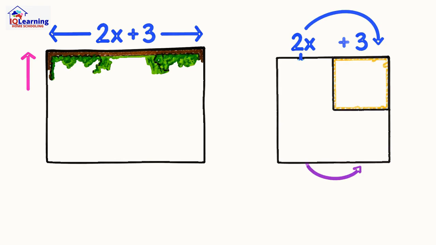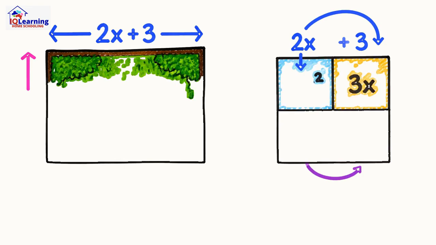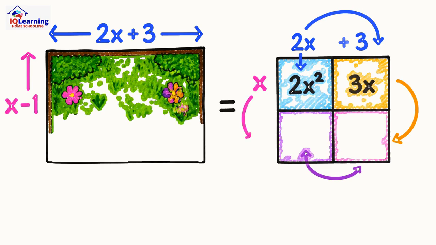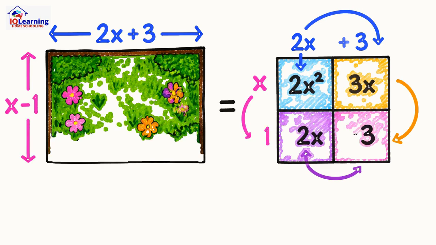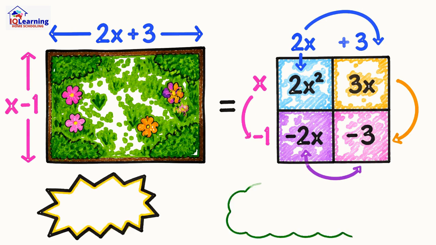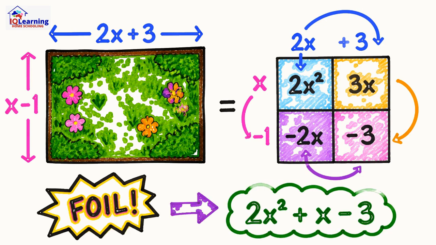Imagine a rectangular garden with a length of 2x plus 3 meters and a width of x minus 1. To find its area, you multiply them. You use a method like FOIL, which ensures every part of the first expression multiplies every part of the second. The result is 2x squared plus x minus 3.